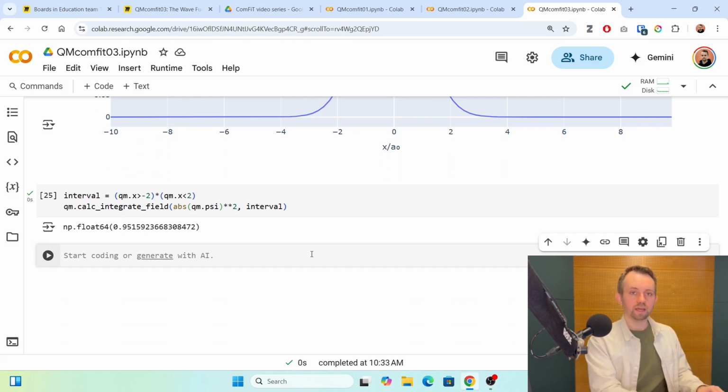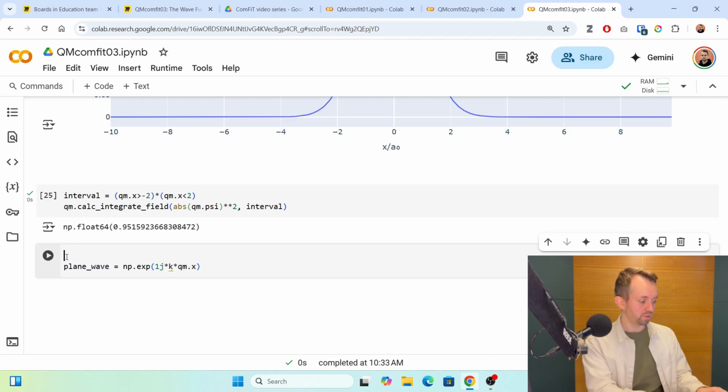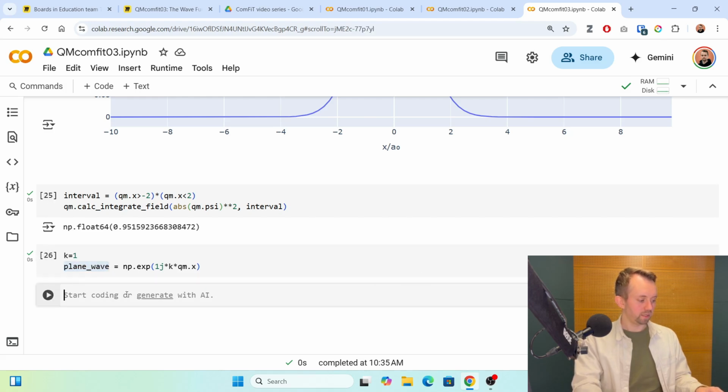Now let's have a look at the plane wave. So I'm going to define plane_wave equal to exp of i times k times qm.x. Now, exp is not defined because that comes from the numpy package. k is also not defined because I haven't defined it yet. So I'm just going to write k equal to 1 to begin with. And then I have defined an array which contains the plane wave.